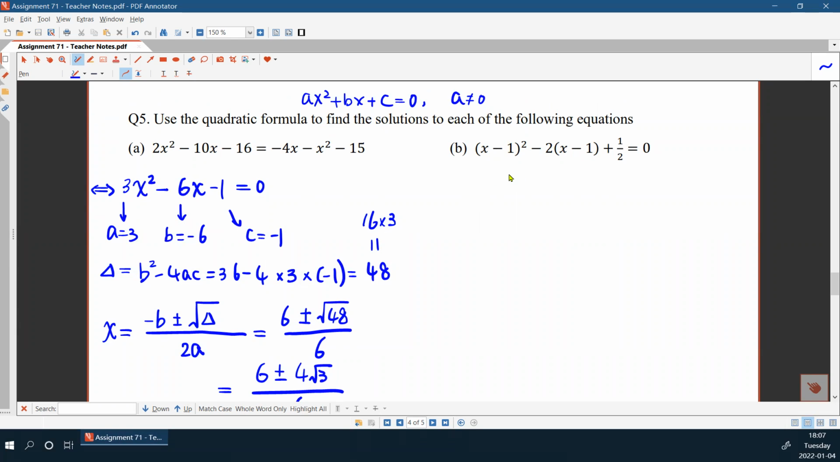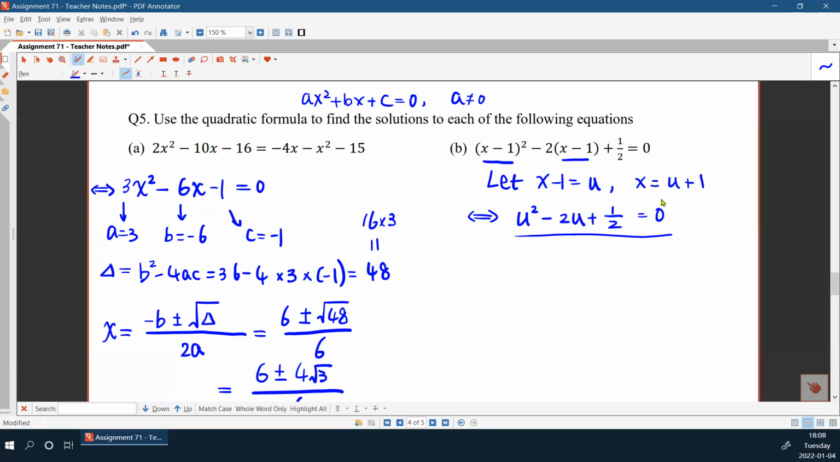And another way to do it is to let x minus 1 equal u, because we have x minus 1 squared, and then we have twice of x minus 1, right? So if you regard x minus 1 as u, then the original equation is actually u squared minus 2u plus 1/2 equals 0, right? So the new equation looks simpler, right? If you can solve u, then x is actually u plus 1. Then you can solve for x, right?